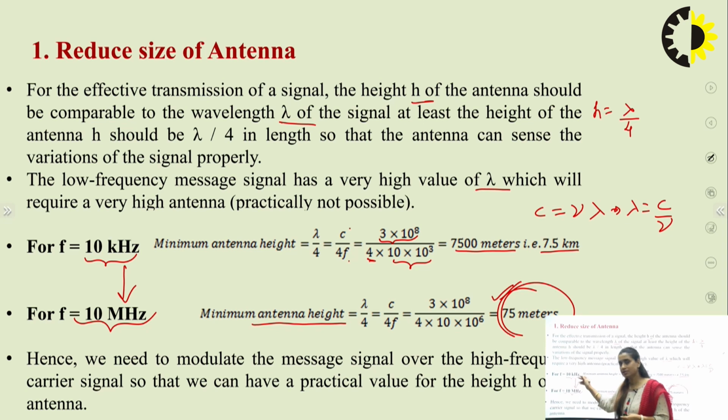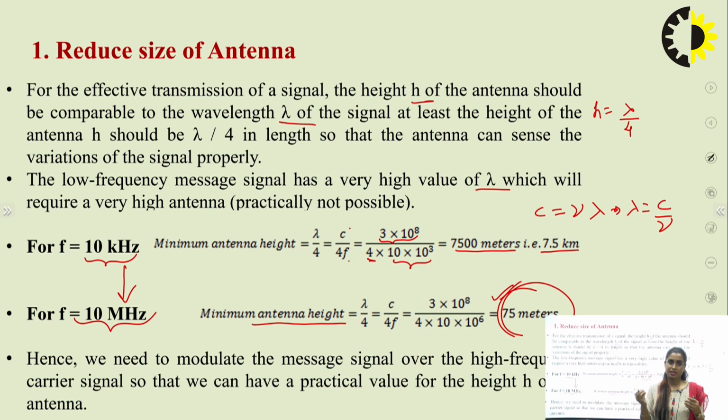Actually, low frequency signals with the help of high frequency carrier wave. Right? Hence, we need to modulate the message signal over the high frequency carrier signal so that we can have a practical value for the height of the antenna. Although there has been a contradiction about what is the single most important need of modulation.